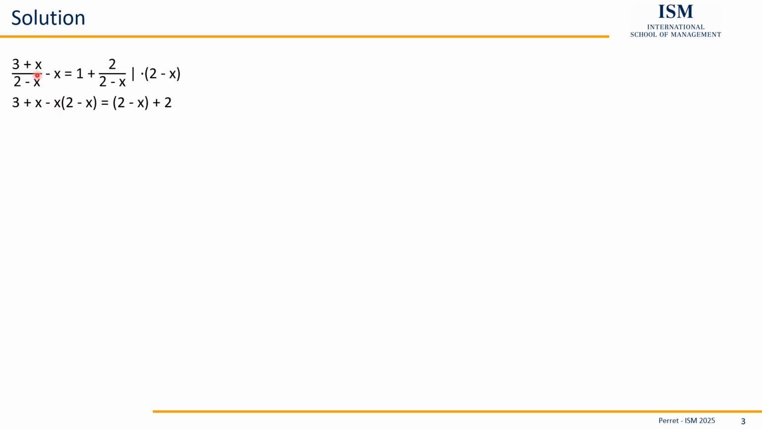Then I have to multiply this part with 2 minus x, this one, and that one. So for this one, as I said, this one and the denominator cancel each other out. I'm just left with the denominator of 3 plus x. Then I have minus x times this, I leave standing here. And here I have 1 times 2 minus x, this part. Here again, I multiply this fraction with 2 minus x. This one and the denominator cancel each other out, leaving me with the 2.